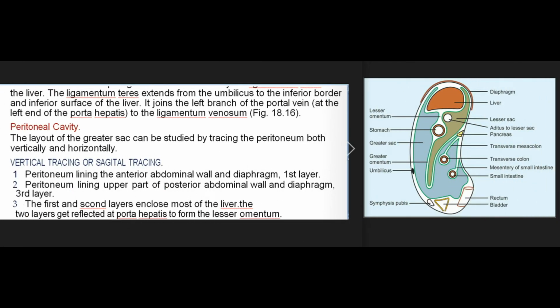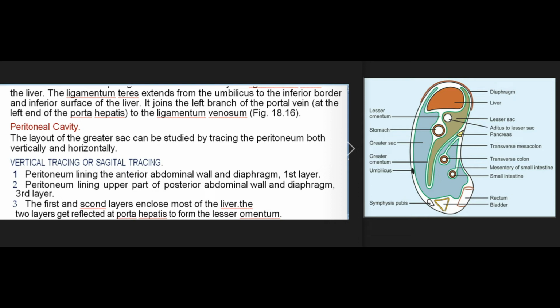The falciform ligament is a sickle-shaped fold of peritoneum which connects the anterosuperior surface of the liver to the anterior abdominal wall and to the undersurface of the diaphragm. This fold is raised by the ligamentum teres of the liver. The ligamentum teres extends from the umbilicus to the inferior border and inferior surface of the liver. It joins the left branch of the portal vein, at the left end of the porta hepatis, to the ligamentum venosum, Fig 18.16.